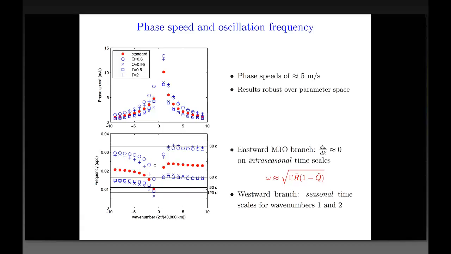And the last important piece here is, as I said earlier, we're showing eastward propagating modes here and westward propagating modes, but the MJO is only supposed to be an eastward propagating phenomenon, and that is borne out from this picture right here. This is one piece of evidence that this model will have eastward propagating intraseasonal modes, whereas if you look on intraseasonal timescales, you see that there are no westward propagating modes. The westward propagating modes are down here on seasonal timescales. So this is a first piece of evidence that this model captures the asymmetry between eastward and westward propagating intraseasonal variability.